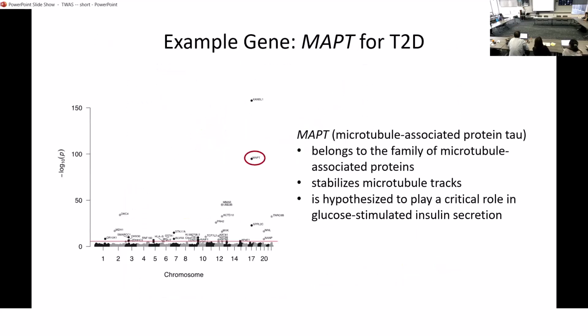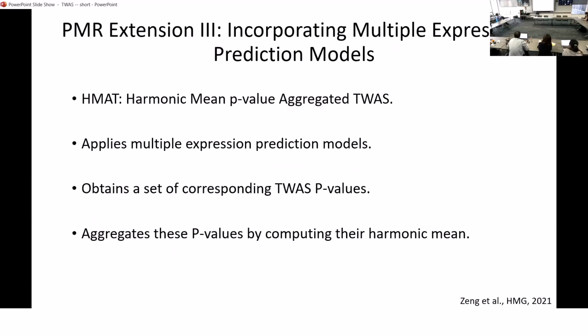And one of the top genes we identified is MAPT, which is a microtubule-associated protein tau. It turns out that gene is well known for association with type 2 diabetes. It belongs to the family of microtubule-associated proteins. It stabilizes the microtubule tracks. It's hypothesized to play a critical role in glucose-stimulated insulin secretion. So you can see that the top signals all make quite good sense from this multi-ancestry study. So that's our second extension: we extended towards analyzing multiple genetic ancestries.